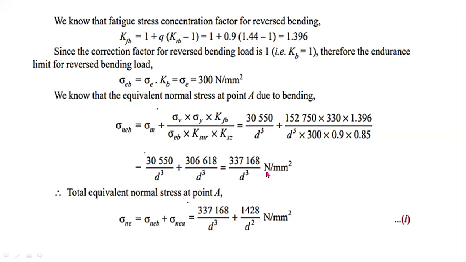Now the total normal stress, sigma NE, equals the total equivalent normal stress, which is the equivalent normal stress for bending plus the equivalent normal stress for axial loading. Here sigma NEA is obtained from the axial loads, and sigma NEB is obtained from the bending loads. These are the values we already found.